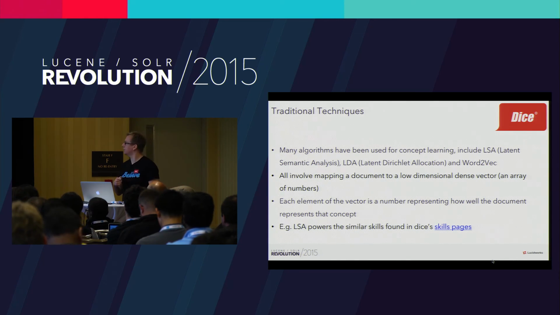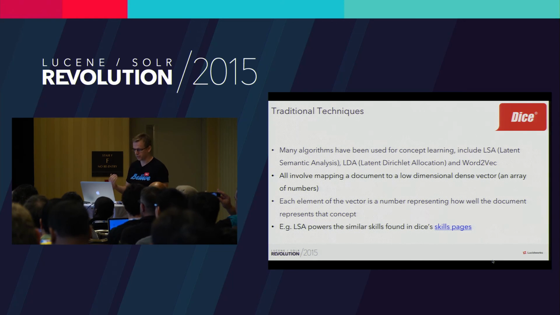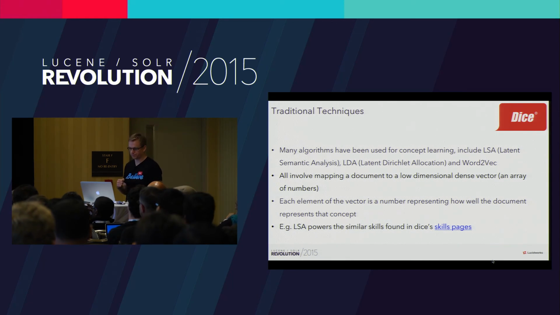LDA, latent Dirichlet allocation, I'm probably saying that wrong, is used for topic modeling, which is a very similar kind of idea. And then Google recently released an algorithm called Word2Vec. That's really what I'll be focusing on today, for various reasons which I'll explain in a minute.